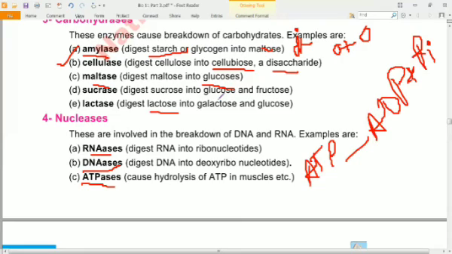Dear students, I hope you understood this lesson also, and it is also very important because it is related to our body, as well as we will finish this topic, our chapter number 3, enzymes.